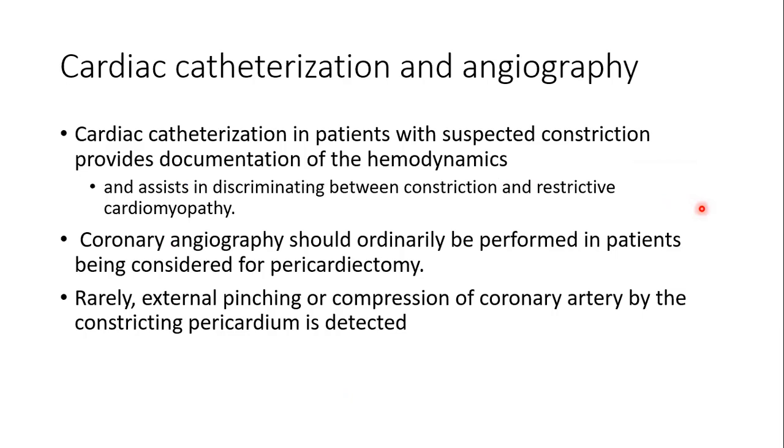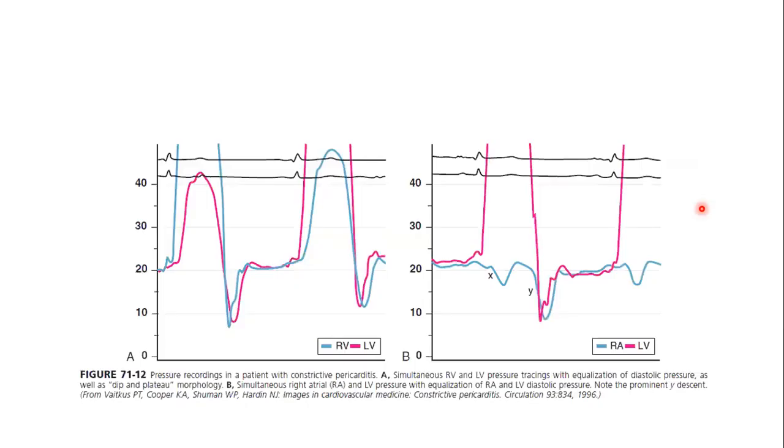Cardiac catheterization and angiography are also important. Cardiac catheterization in patients with suspected constriction provides documentation of hemodynamics, and coronary angiography should ordinarily be performed in patients being considered for pericardiectomy. Rarely, external pinching or compression of the coronary artery by the constricting pericardium is detected. For constrictive pericarditis, it is said that they have a square root sign, which is shown in this picture, where I'll try to explain.